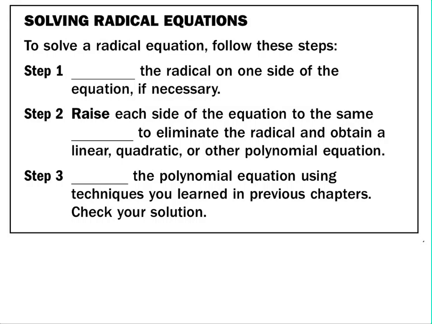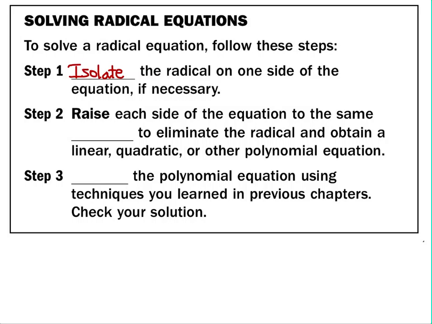Step 1, we need to begin by isolating the radical on one side of the equation if necessary. Basically, we're talking about adding, subtracting, multiplying, or dividing, just so that you have the square root or other root alone. You'll see what we're talking about as we move forward.